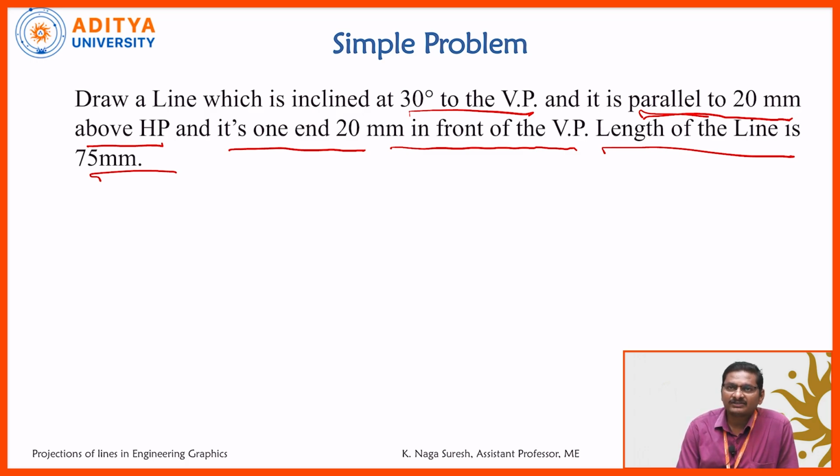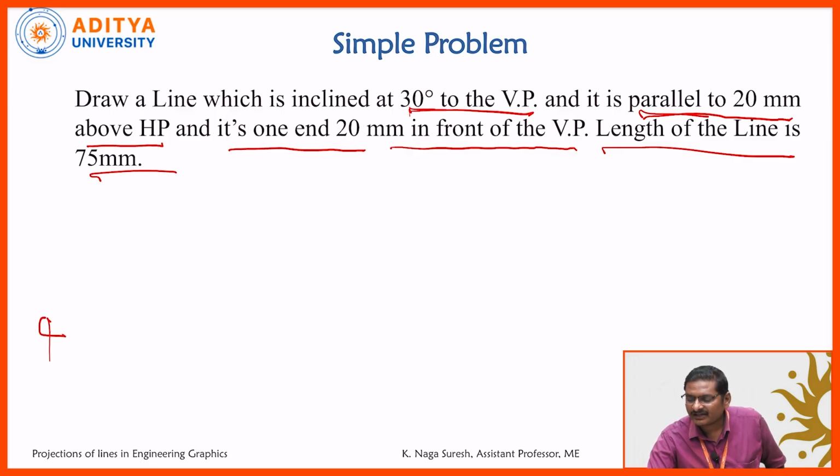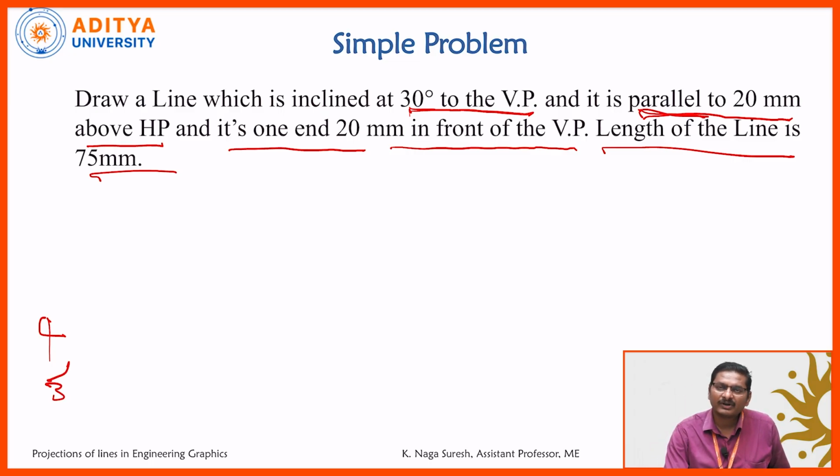The third condition: line inclined to one plane and parallel to another plane. And the fourth condition: line inclined to both reference planes, that is HP and VP. Out of these four conditions, here it is inclined at 30 degrees to VP and parallel to HP, so it belongs to the third condition, that is, line inclined to one plane and parallel to another plane.